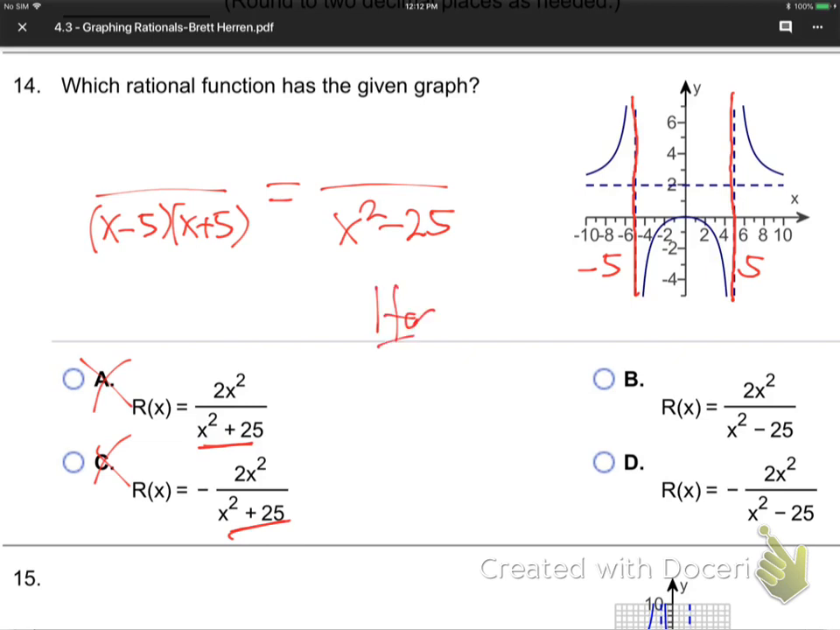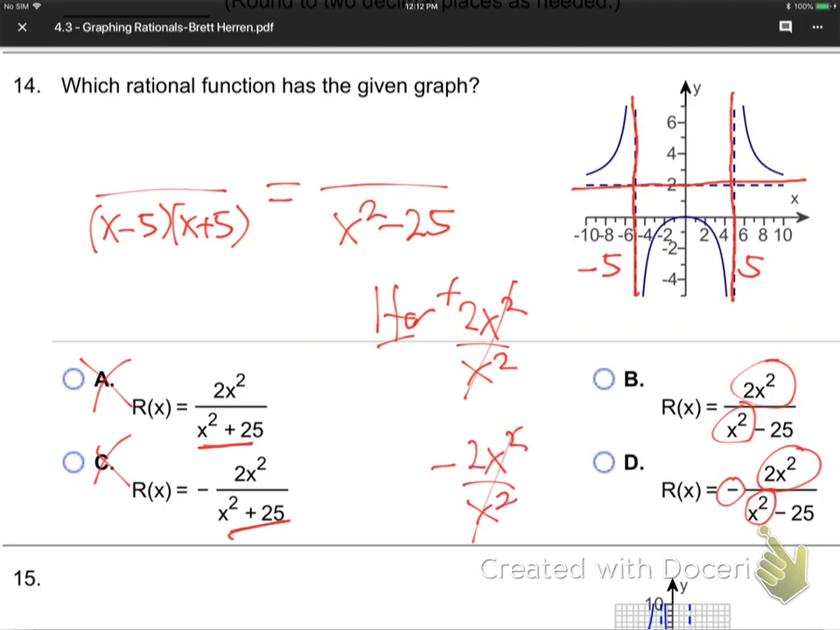You know how to find the horizontal. Most powerful term in the top, most powerful term in the bottom as you go off to the right and left forever, right? So it'd just be 2x squared over x squared, if it really is B. And then these would cancel. That's positive 2. That indeed is where the horizontal is. See, if it was this one, it'd be negative 2x squared over x squared. It'd cancel, it'd be negative. The horizontal would have to be down here, and it's not. So the answer is B.